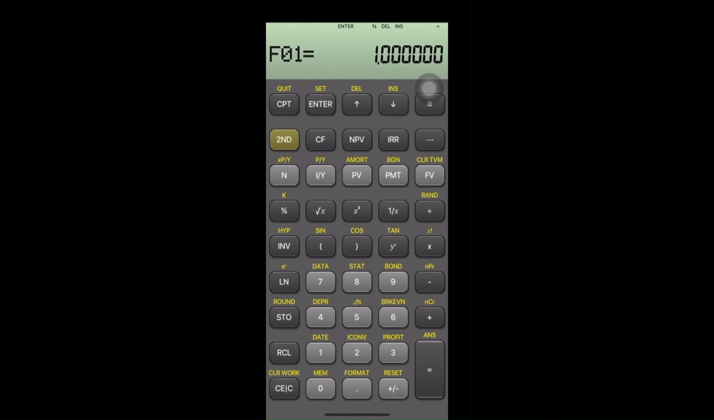Then F1, it is nothing but the frequency. For example, if we have to enter 500 for 3 years, we have to put 3 here. But we have only 1 year, so we will keep it 1 as it is. Then the second year cash flow is plus 500. Then for the third, the frequency is again 1.